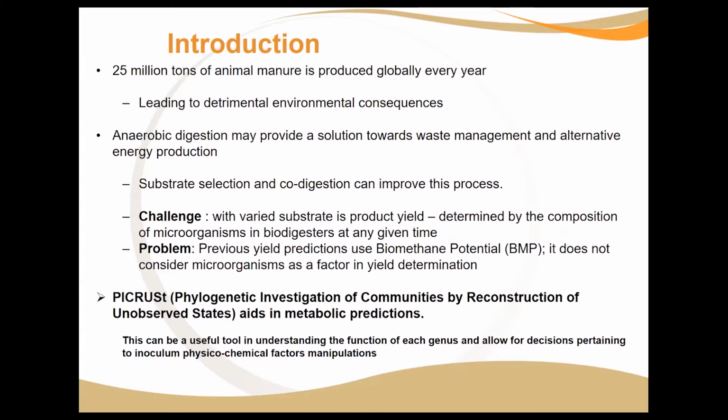Another problem is that before they begin the process of biogas digestion, the chemical engineers that are usually the ones involved in this process tend to focus on using what they refer to as biomethane potential to estimate the quantity of biogas that a substrate will be able to yield. Now, the problem with using this method is that the microorganisms are not put into consideration when they are carrying out this process. So in addressing this problem, we decided that PICRUSt might be an option.